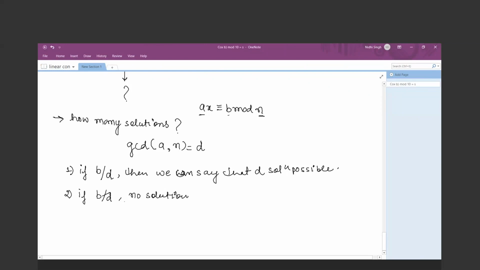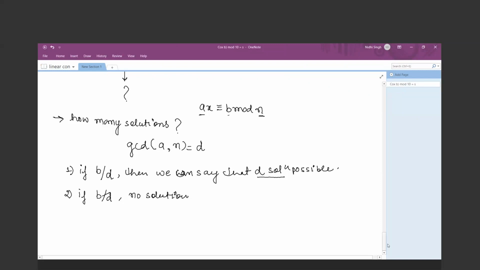Now, if it is the case of no solution, then you have to state just there is no solution possible and jump to the another question. Otherwise, if the first case is true, that is the value of B is completely divided by D, then there are D solutions possible. Then you have to find out what those solutions are.